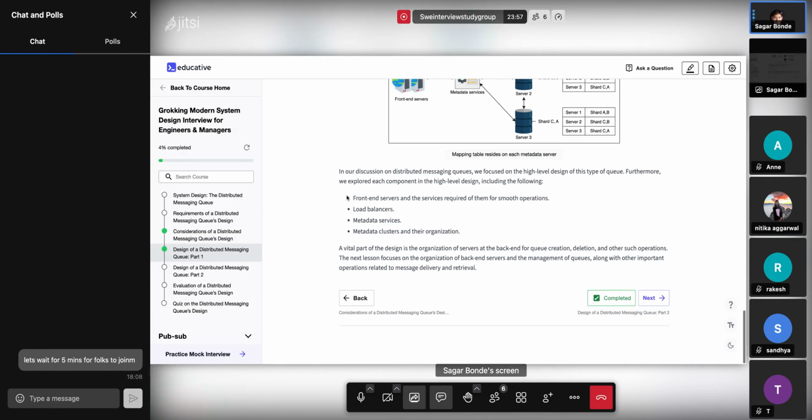Okay, going forward, the components of the high level design: the front end server, which is like the gateway server that we were talking about. The load balancer could be part of the gateway server, or it could be a separate component. Then we have a metadata service, and then the backend service. A vital part of the design is the organization of servers at the backend for queue creation, deletion, and other operations. The next lesson focuses on the organization of backend servers and the management of queues, along with other important operations related to message delivery and retrieval.